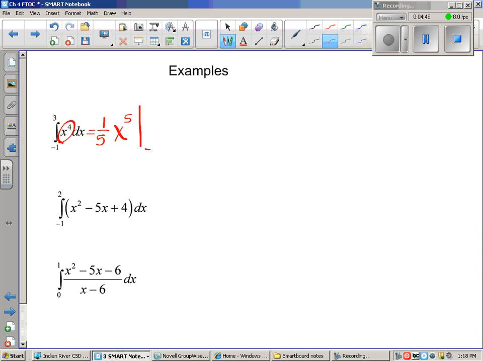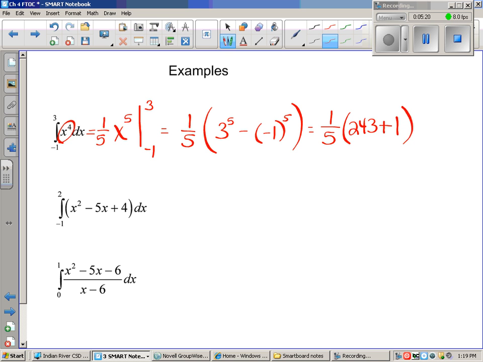And it's asking me to evaluate from -1 to 3. So what that basically is saying is we're going to do f of b, or f of 3, minus f of -1. So I'm going to do 1/5. You're going to notice I'm going to do something a little different than what you might expect. I'm going to put that 1/5 on the outside. I'm going to do 3 to the 5th minus negative 1 to the 5th. And so 3 to the 5th is 243, I believe, minus a negative 1, which makes that plus 1, so 244 divided by 5. And that's sufficient. Let's do another one.